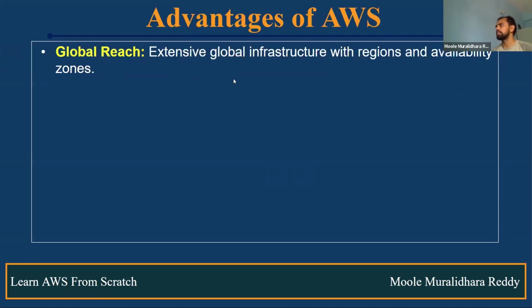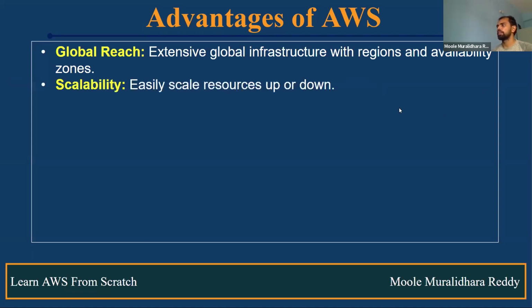One is global reach. It means in AWS we have the regions and availability zones concept. There are 20 plus different regions available, and each region contains multiple availability zones. Our global infrastructure is available, an extensive global infrastructure.